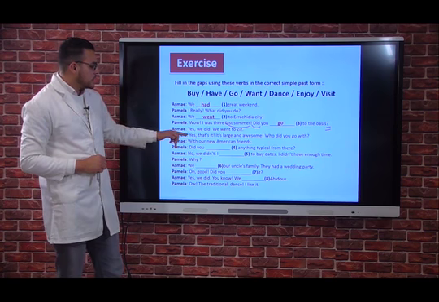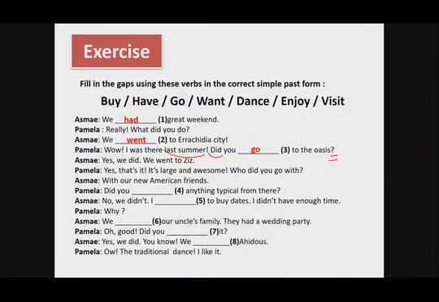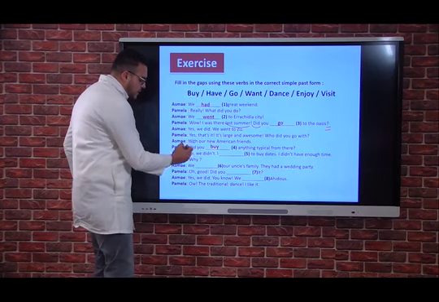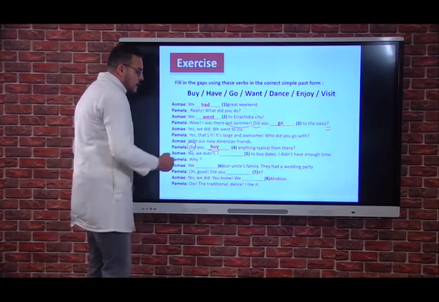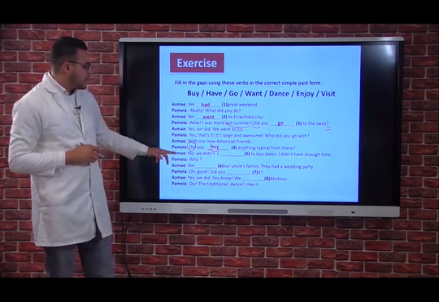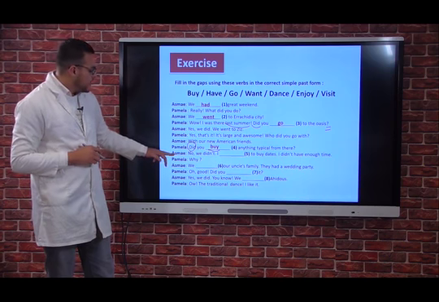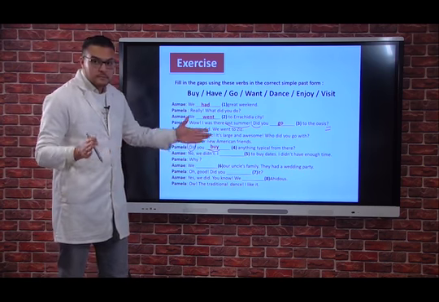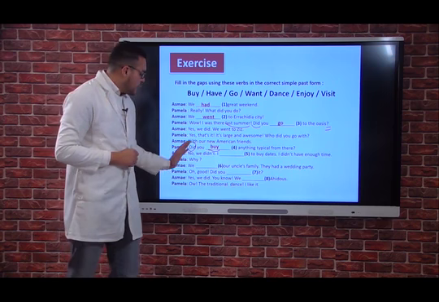Pamela: Yes, that's it. It's large and awesome. Who did you go with? Asma: With our new American friends. Pamela: Did you buy? It's another question with the verb to buy. Did you buy anything typical from there? She responded, no, we didn't. Short answer, negative form. No, we didn't.